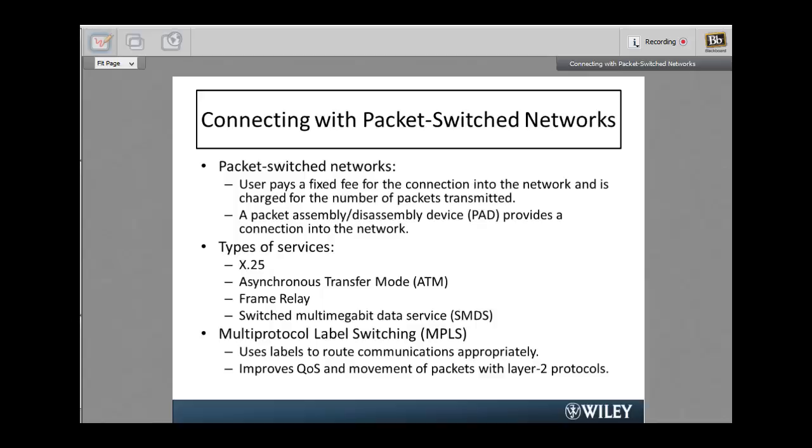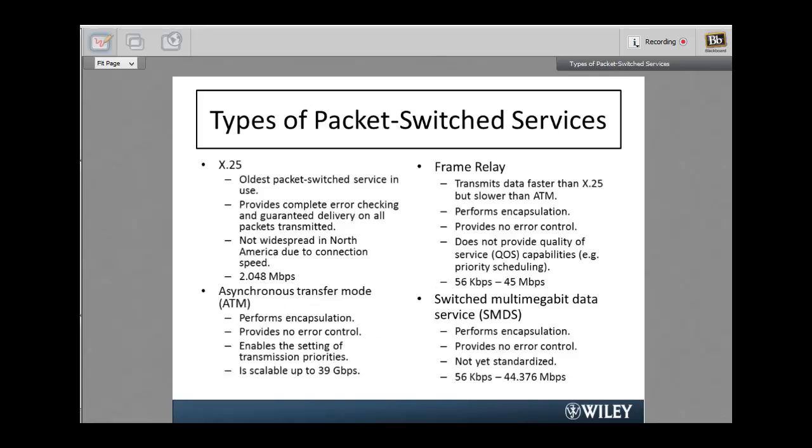Types of services: X.25, asynchronous transfer mode, frame relay, switched multi-megabit data service, and multi-protocol label switching, which uses labels to route communication appropriately, improves the quality of service, and moves packets with the layer 2 protocols. So these are the types of packet switch services.